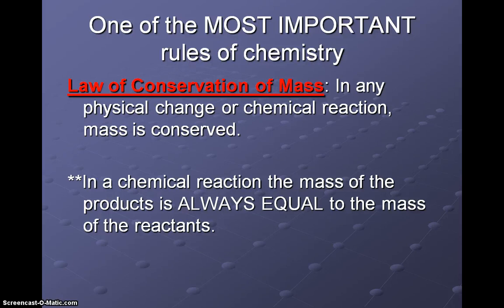So this brings us to the most important rule of chemistry. It's called the law of conservation of mass. So remember that mass is how much matter a substance has. So when any substance undergoes a physical change or a chemical reaction, mass is always conserved. So all of the mass that we have initially will be equivalent to all the mass of the parts after the reaction.